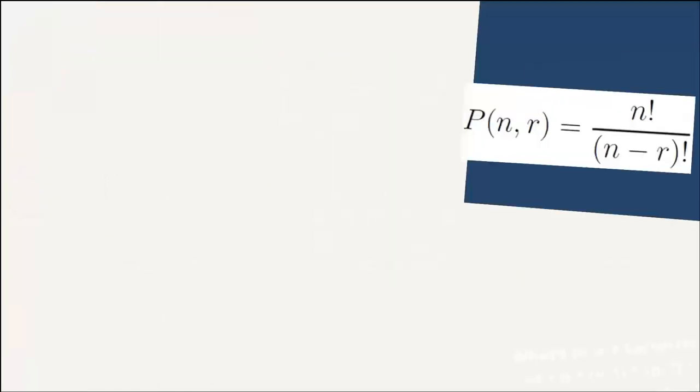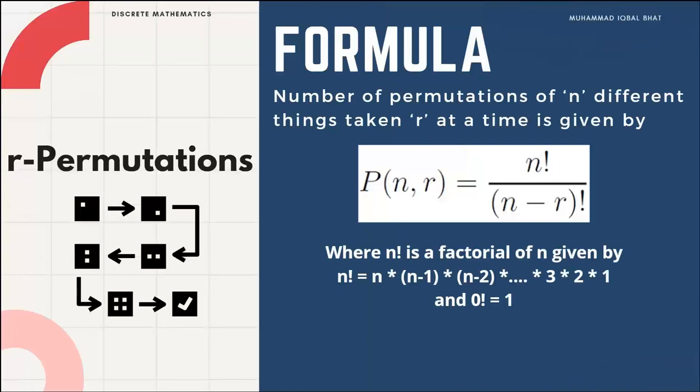So let us move ahead. Now the formula for the number of permutations of n different things taken R at a time. So we want to know the number of possible permutations that can be formed from n different things taken R at a time. Here is the formula for it. P of n comma r is equal to n factorial divided by n minus r factorial.